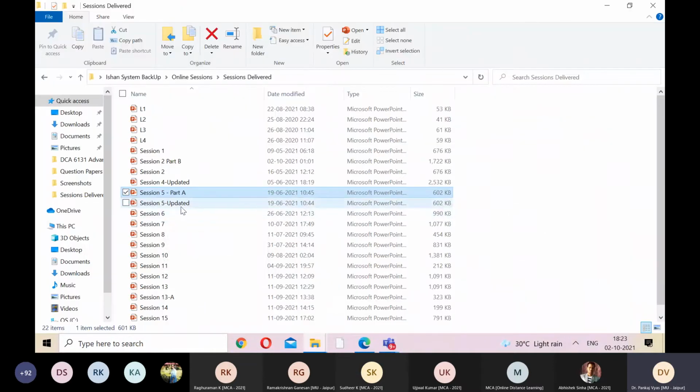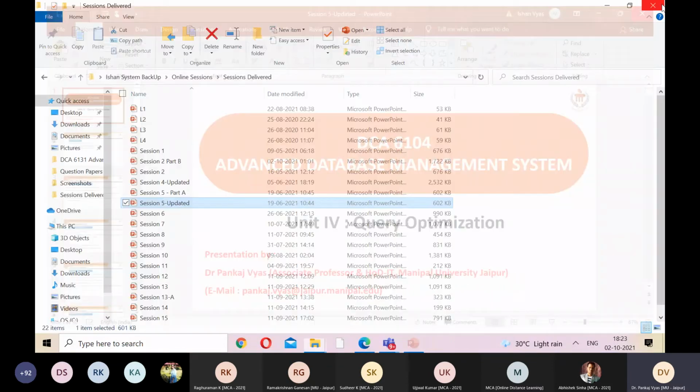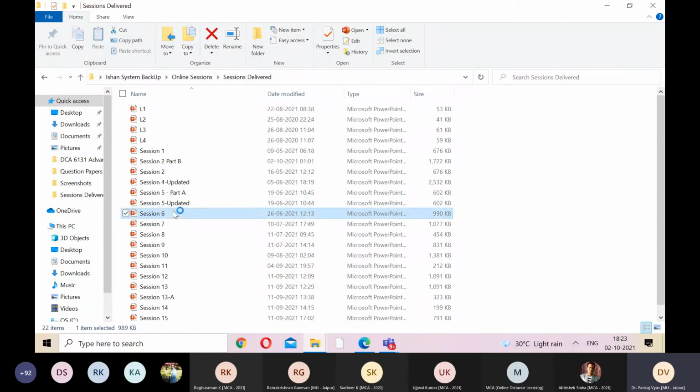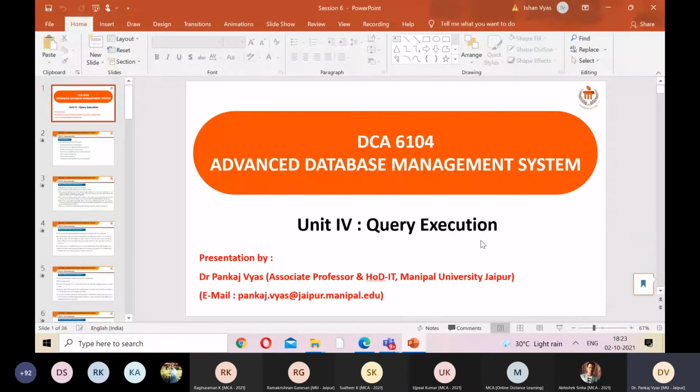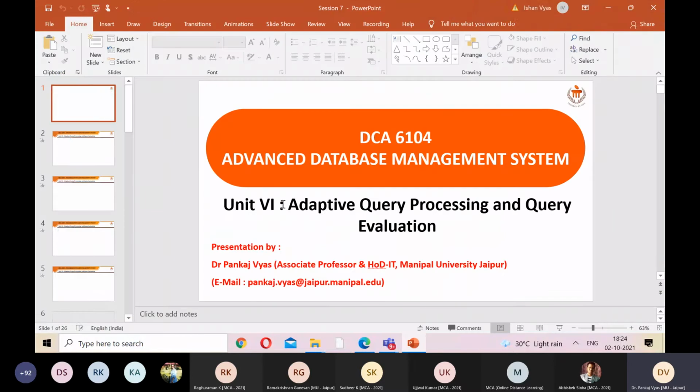Then unit number 5 I think is about query execution. I have named it wrongly. Query execution comes first and then query optimization, so that is unit number 4. Then I think comes adaptive query processing and query evaluation.